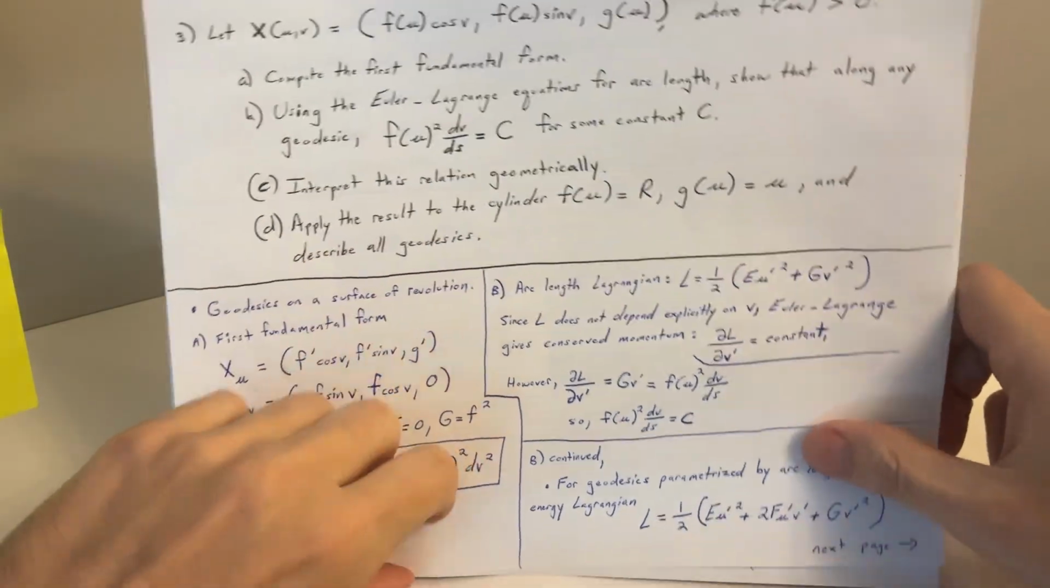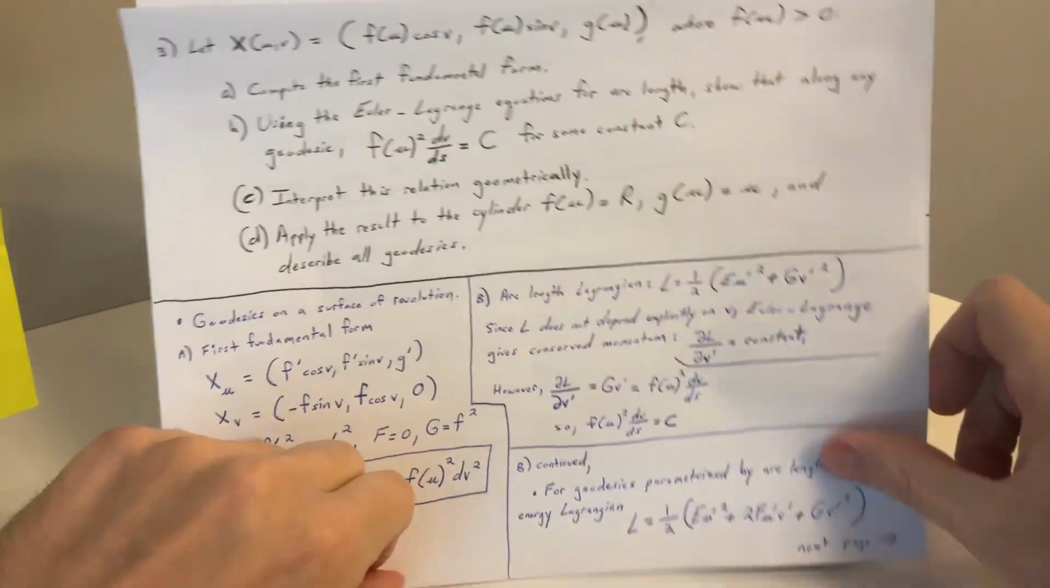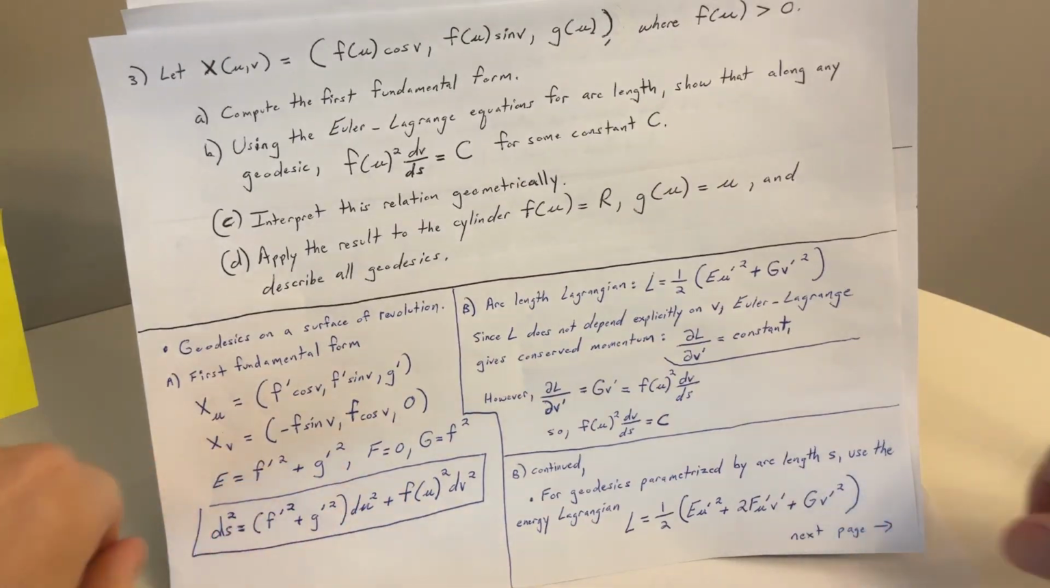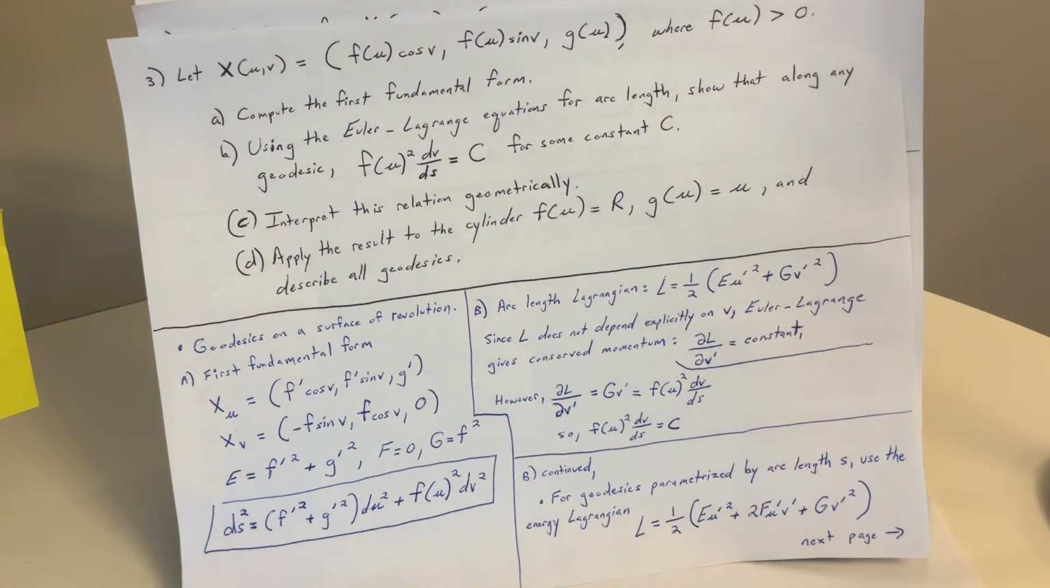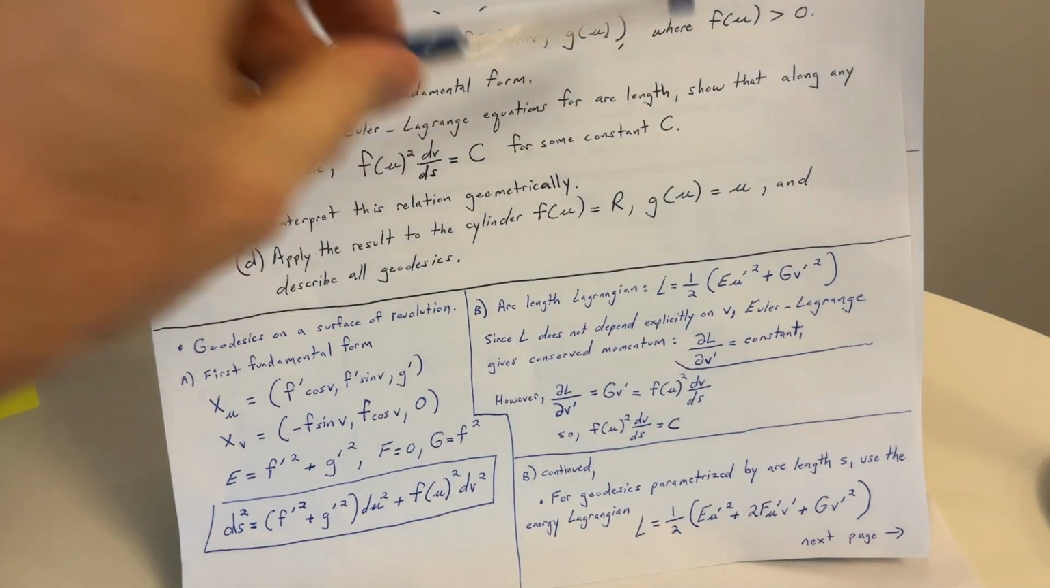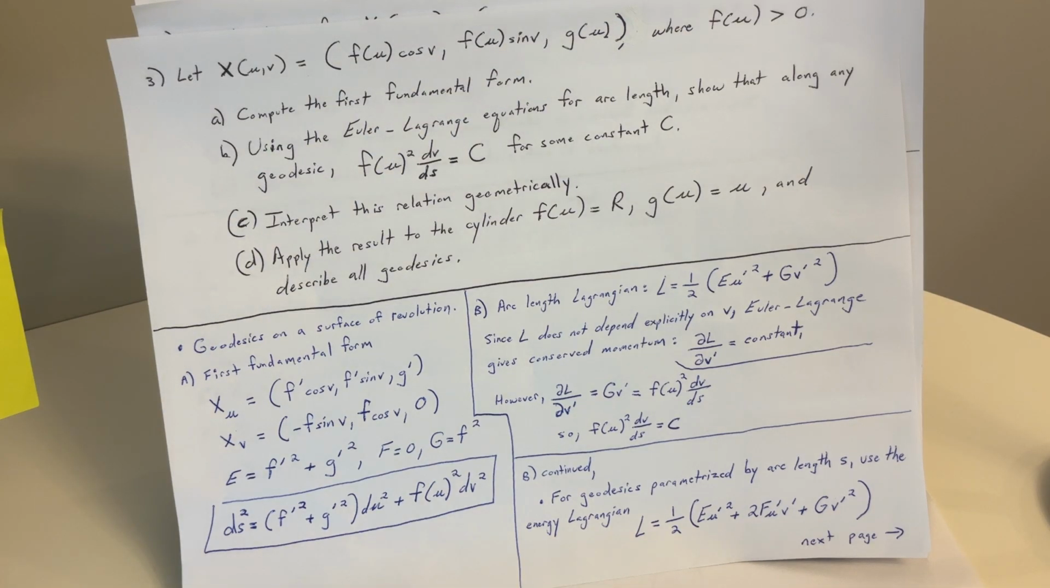Okay, so number 3, let's see if this holds up. Yeah, we're good. So number 3, let x of u,v equal f of u cosine v, f of u sine v, g of u, where f of u is greater than 0. So we could compute the first fundamental form. Right here we're dealing with geodesics on a surface of revolution.